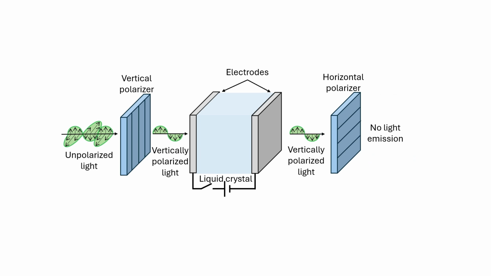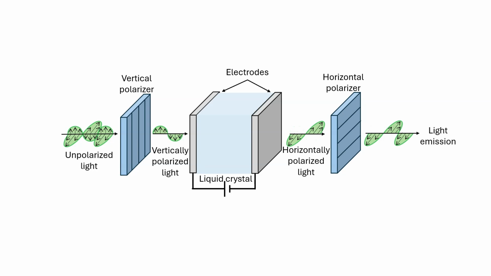Let's take a look at how an LCD works. First, unpolarized light from a backlight is vertically polarized before it passes through the liquid crystal. When no current is applied to the liquid crystal, no polarization rotation occurs on the light. It will then hit a horizontal polarizer where, if there's no polarization rotation induced, it completely blocks the backlight and no light is emitted, resulting in a black screen.